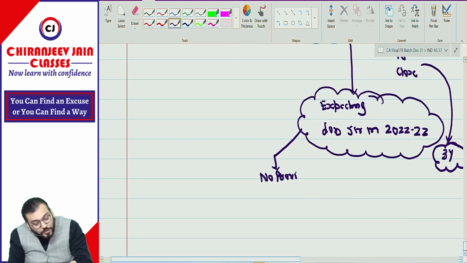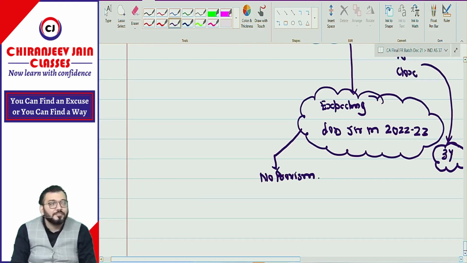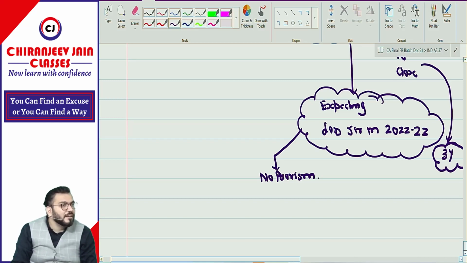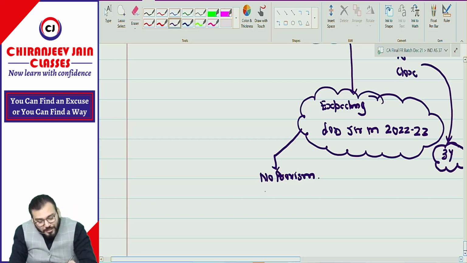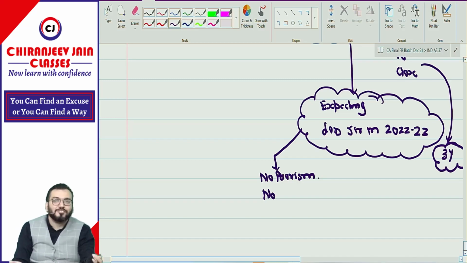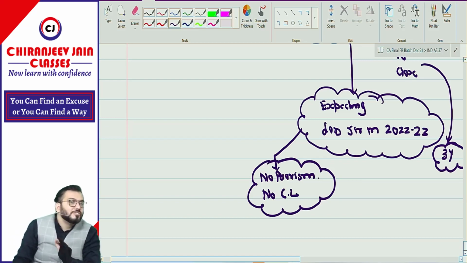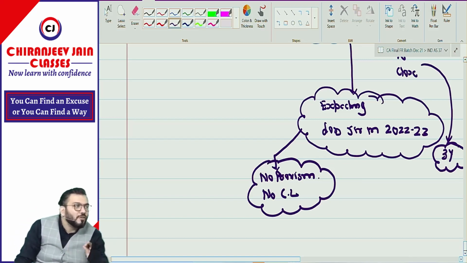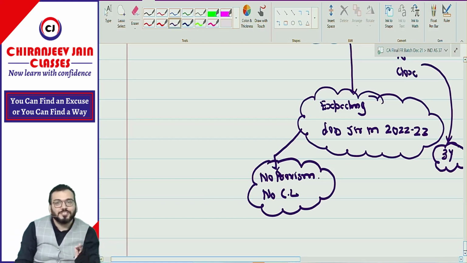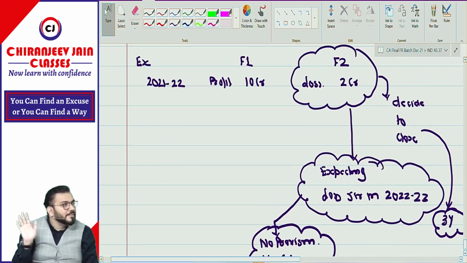No provision. So do we disclose it as a contingent liability? No contingent liability either, because both are based on what? Past event. So it means for future operating loss, neither should a provision be created nor a contingent liability disclosed. Simple.